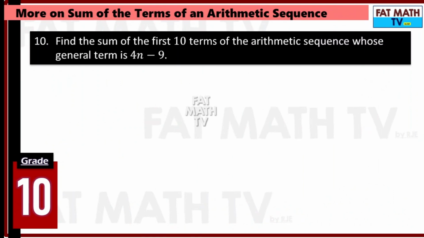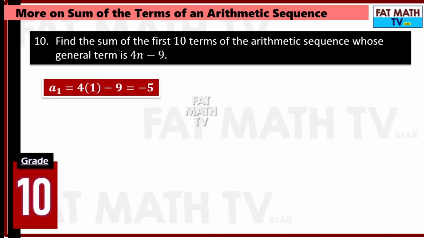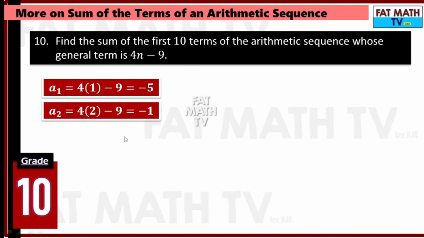Number 10. Find the sum of the first 10 terms of an arithmetic sequence whose general term is 4n minus 9. So we need to identify the terms. So a sub 1, you use n equals 1. So for a sub 1, that's 4 times 1 minus 9. 4 times 1 is 4. 4 minus 9 is negative 5. A sub 2 is 4 times 2 minus 9 equals 8 minus 9, that is negative 1. A sub 3 is 4 times 3 minus 9, that is 3.